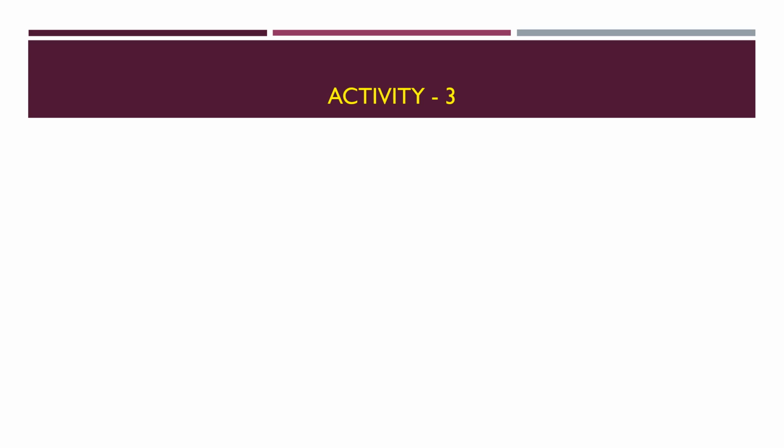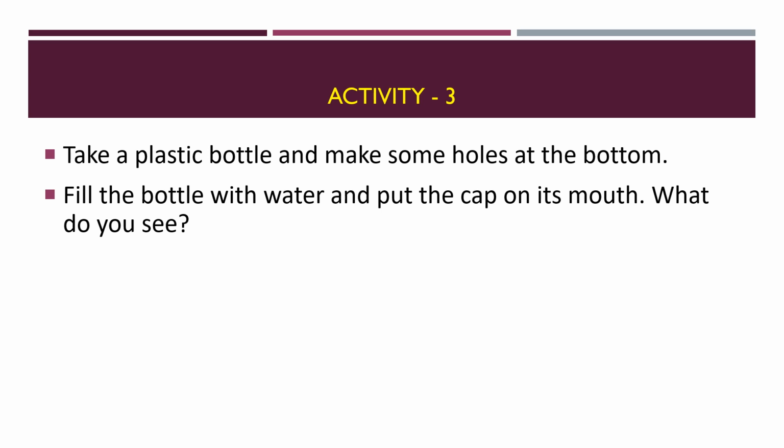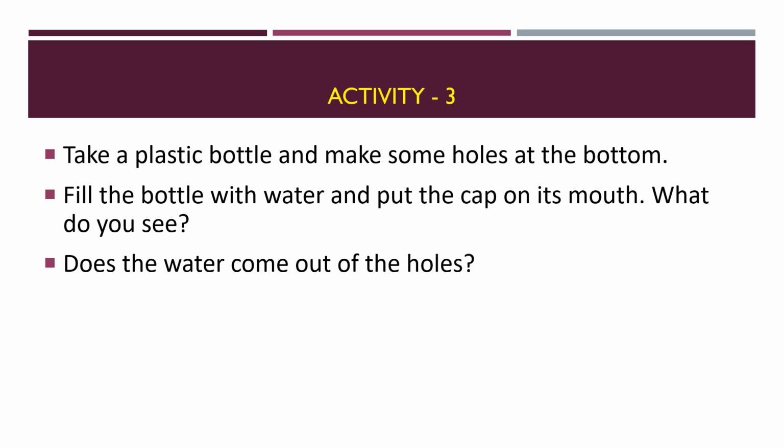Now, let us do the third activity. Take a plastic bottle and make some holes at the bottom of that bottle. Remember children, you have to take an old plastic bottle. Fill the bottle with water and put the cap on its mouth. What do you see? Does the water come out of the holes? You will see that when you have put the cap on its mouth, the water is not coming out of the holes.